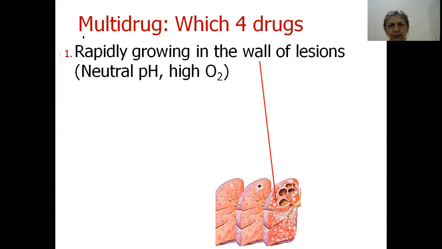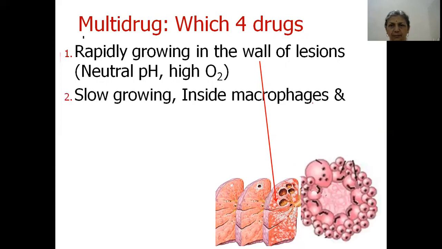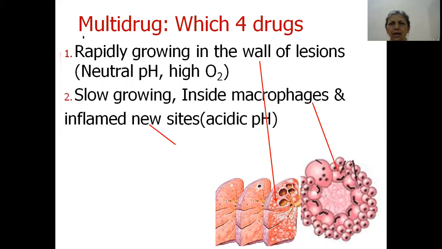So we have rapidly growing bacilli in the walls of the lesions where the pH is neutral and oxygen supply is high. We have slow growing bacteria inside the macrophages, and importantly, inside the new sites where inflammation is ongoing. And in both these sites, inside the cells, as well as particularly so in the inflamed areas, the pH is acidic.